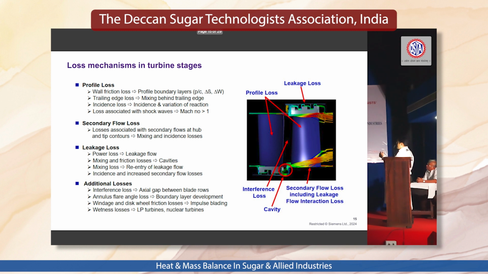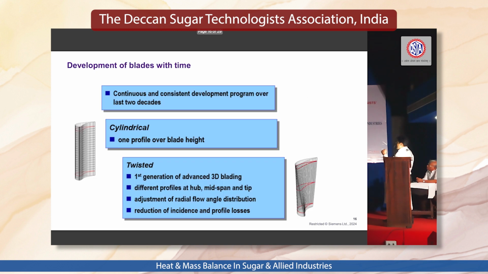There will be secondary losses at the hub and tip contours. There will be leakage losses as shown in the diagram, because there will be some radial and axial clearances in the turbine. Because of that, the rotating and stationary parts do not collide with each other, so there will be some clearances, and leakage through them. There are some additional losses because of the angle loss or the windage loss. Over a period of time, the blade design has been continuously developed to improve the efficiency of the steam turbine.